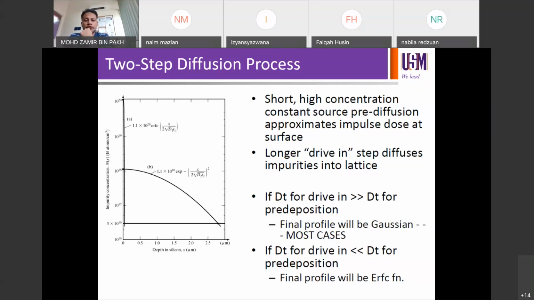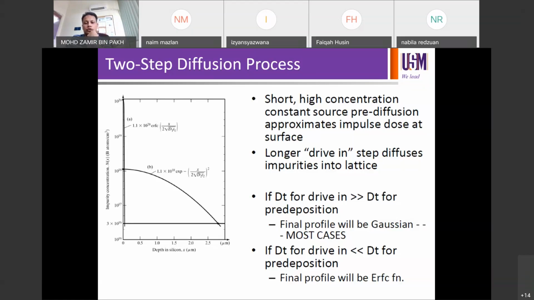So in your process, if your DT product, diffusivity times process duration, for driving is much higher than the DT product for pre-dep, you need to follow the Gaussian profile, right? So let me repeat. If your DT product for driving is way higher than the DT product for the pre-dep, you need to follow the Gaussian profile. On the other hand, if your DT product for driving is way lower in comparison to your DT product for pre-dep, you need to follow the error function profile.